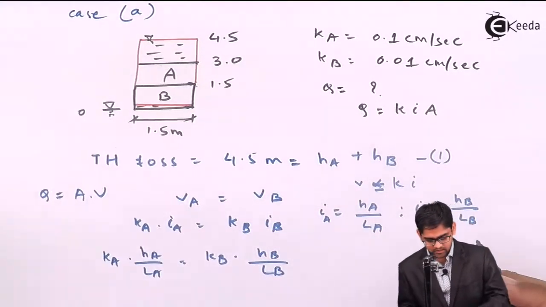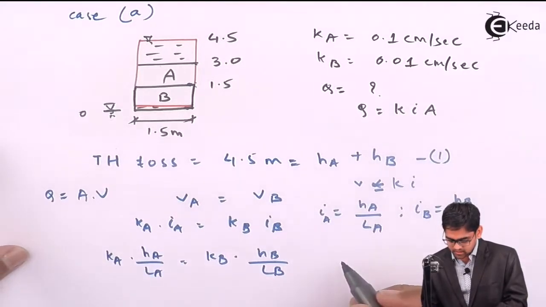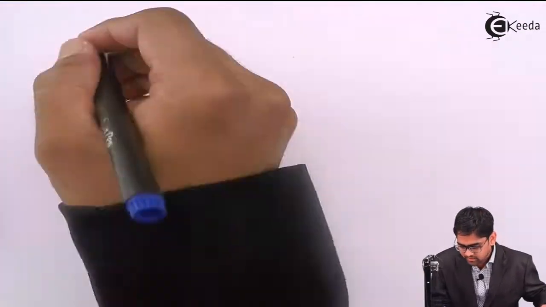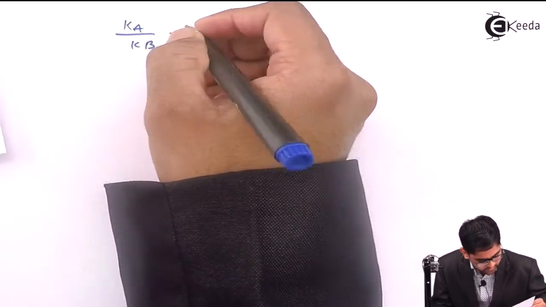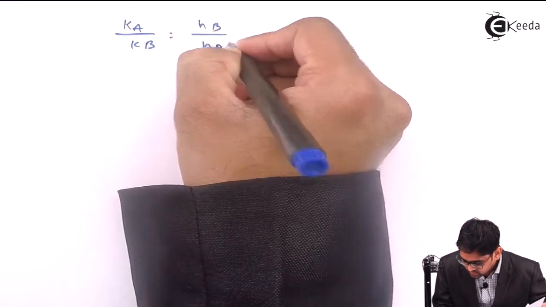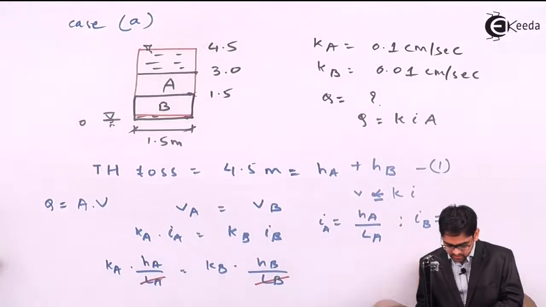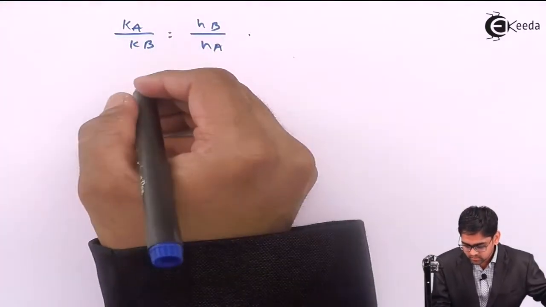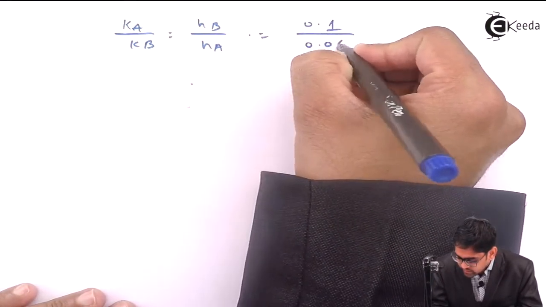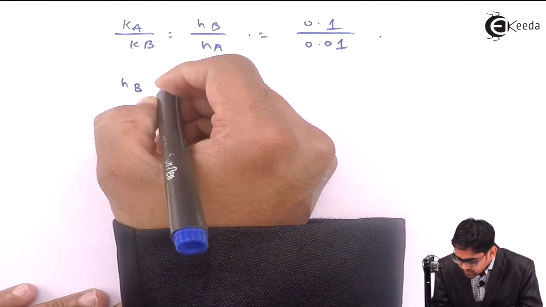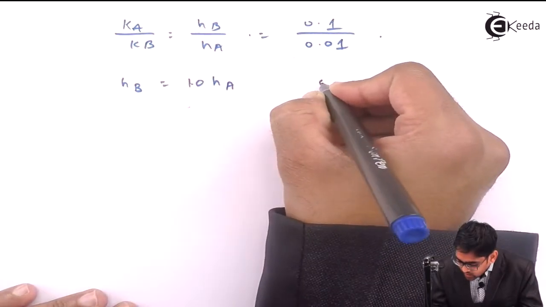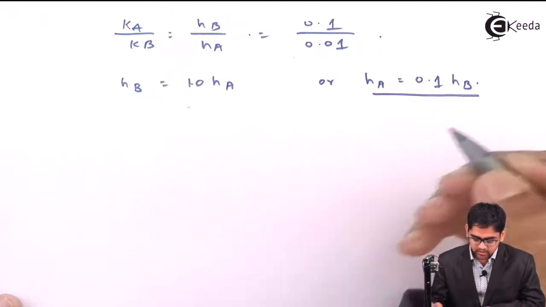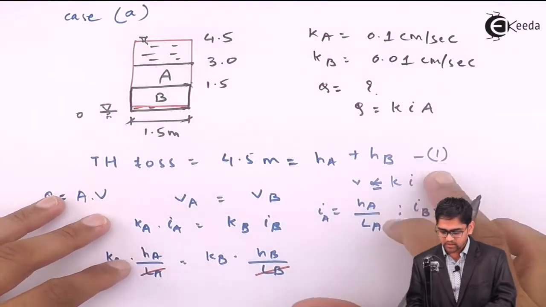So we'll get the expression in terms of Ka and HA. Since LA and LB are the same, they will get cancelled. So Ka by Kb becomes equal to HB by HA, right? Here Ka is given as 0.1, Kb is given as 0.01. So place these values, and therefore HB equals 10 HA, or HA will become equal to 0.1 HB. So you'll get this particular expression and you need to place this in equation number 1.